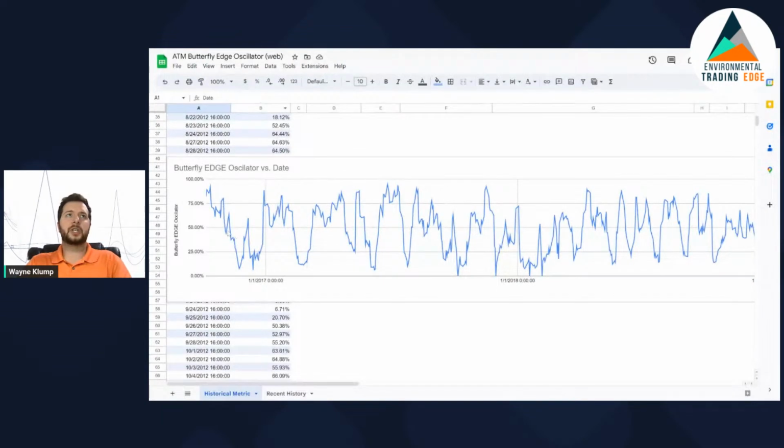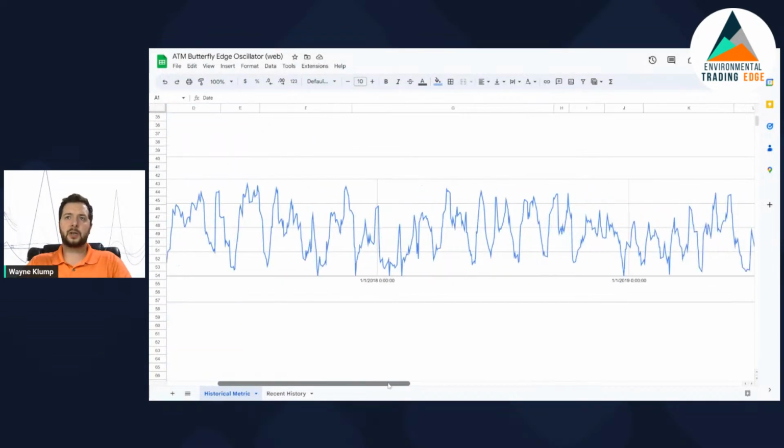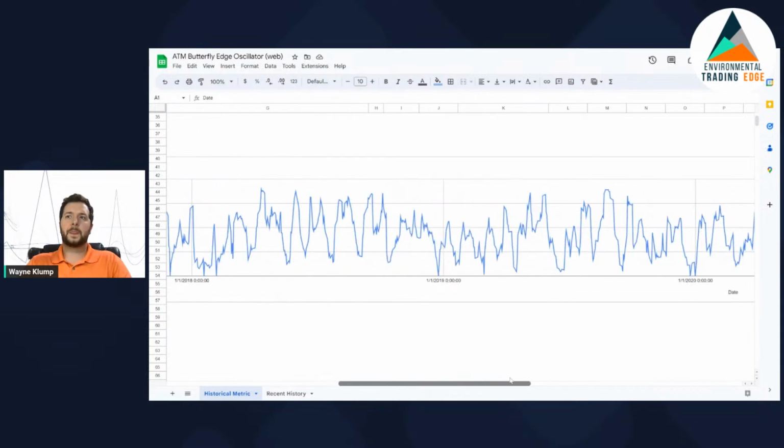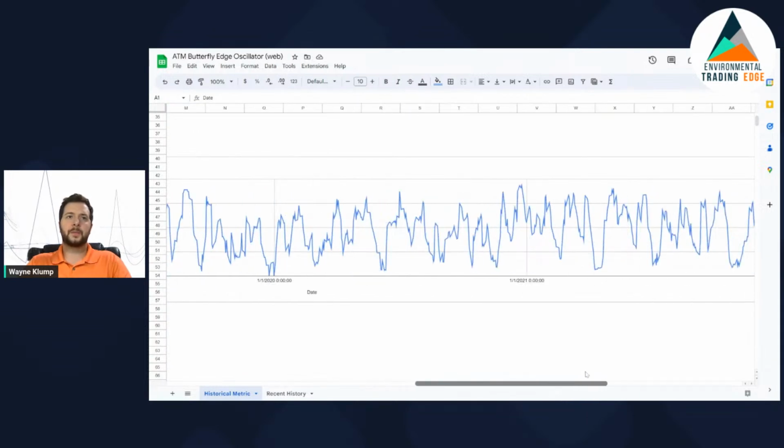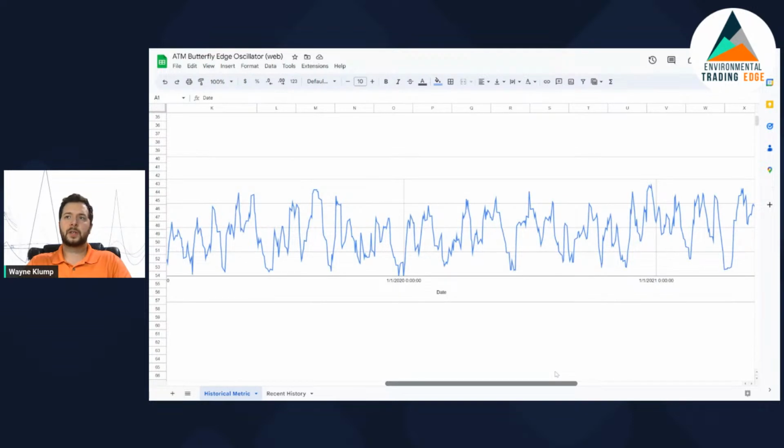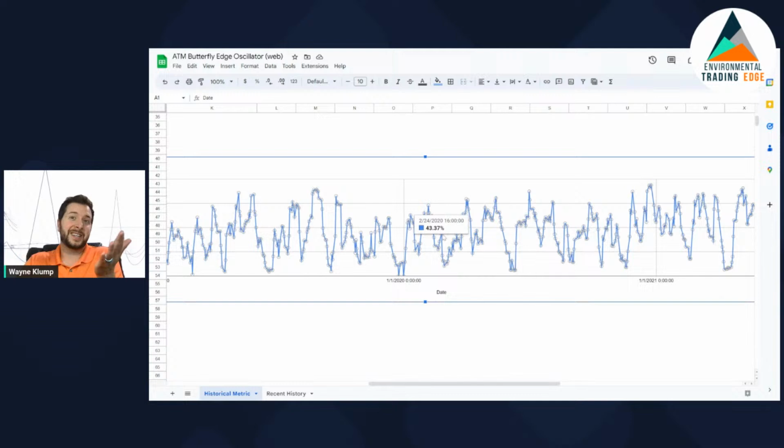Okay, so here's a Google Sheet of the ATM Butterfly Edge, and you can see here, let's just cruise through some dates. The reason why I bring up COVID is, there it is during this time period, right? So 2/18, you can even see here, we briefly got into the mid territory, but really, after 2/10 of 2020, basically the whole thing just started to crash, right?